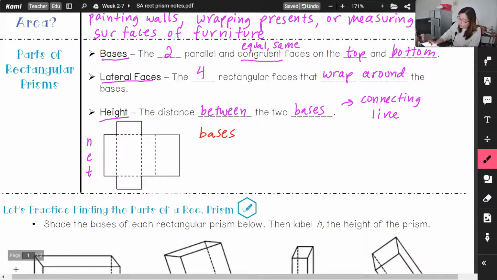Okay, so first we have the bases. So those are the 2 parallel and congruent faces on the top and bottom. So you can see that these 2 are very different from the other 4, right? So these are our 2 bases. Next type, these are the lateral faces. Okay, so there's 4 of these.